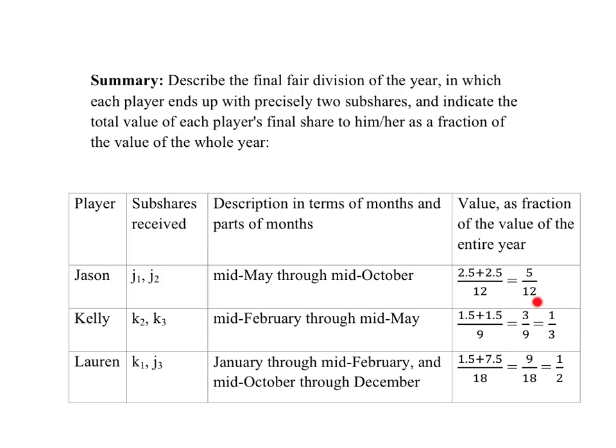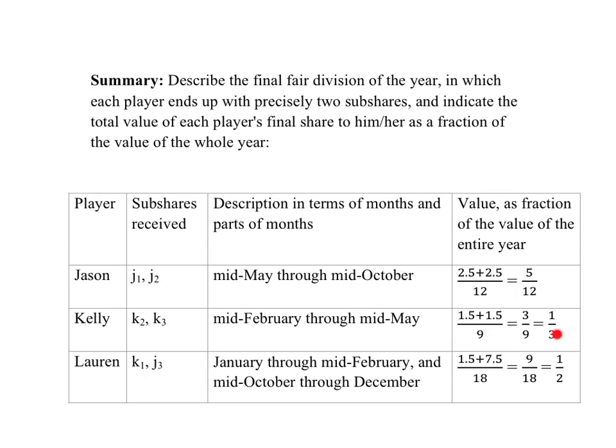4/12 would have been adequate. 4/12 would have been exactly a third. He's getting a bonus. So that's terrific. Kelly is getting K2 and K3. That was mid-February through mid-May, and that's worth a total of 3 Kelly points out of 9 total, or exactly a third of the value of the entire year.